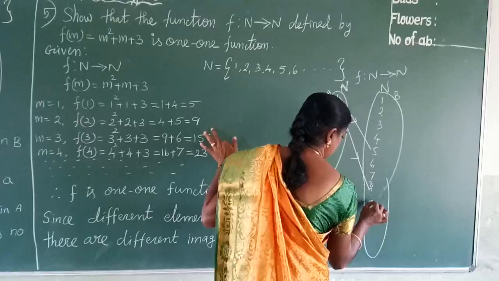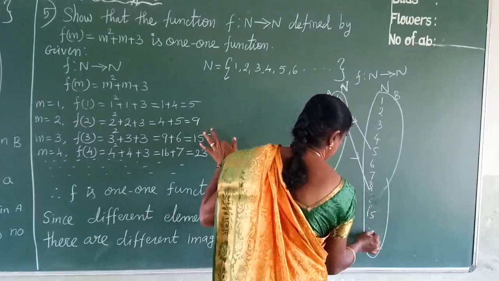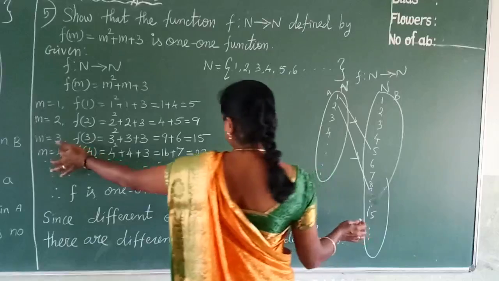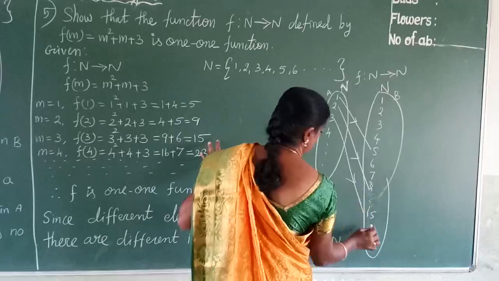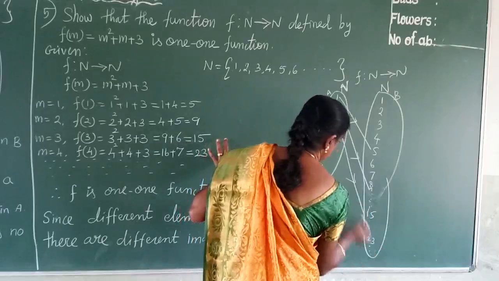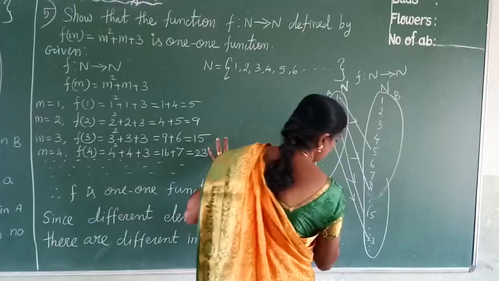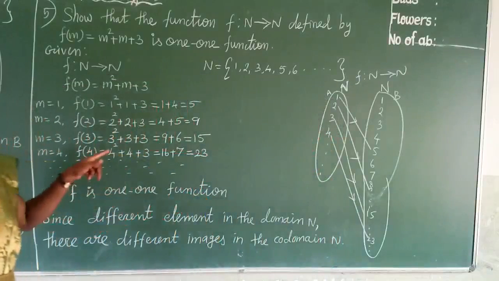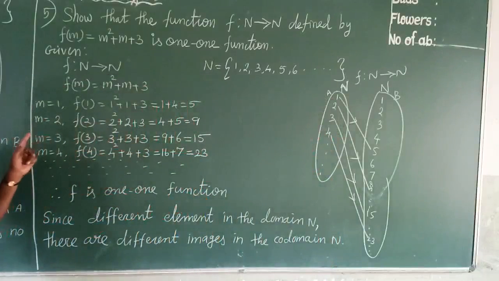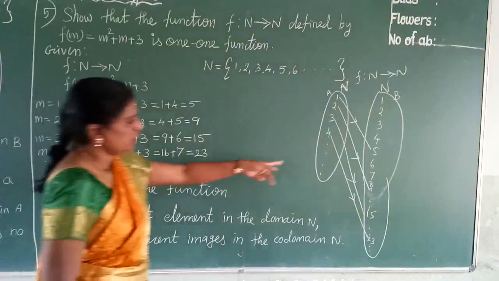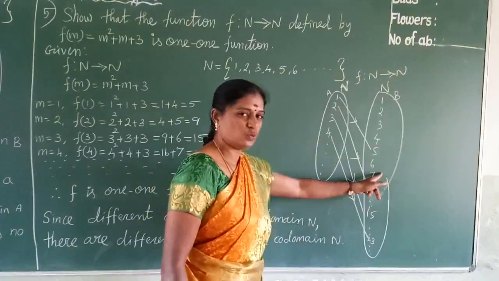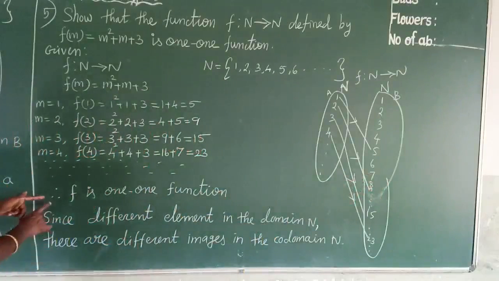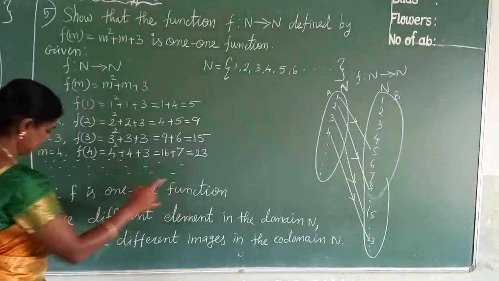Here 15, and 3 answer 15. 4 answer 23. So 4 answer 23. You draw a rough diagram, which makes it easy to understand. Here in the domain all the elements have an image. So it is one to one. Therefore f is a one-to-one function.